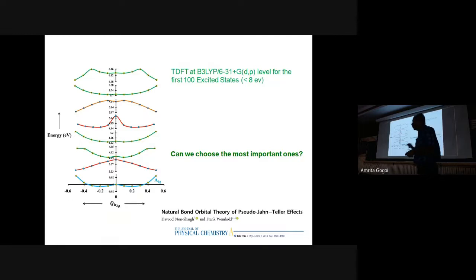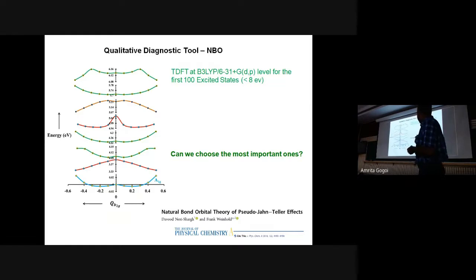Now, Weinhold has a nice model which he calls the natural bond orbital picture, where you can selectively find those orbitals and delete them. If deleting those interactions and reoptimizing the structure gives you the same distortions, you know those states are very important. So, this is a simple model which we did.